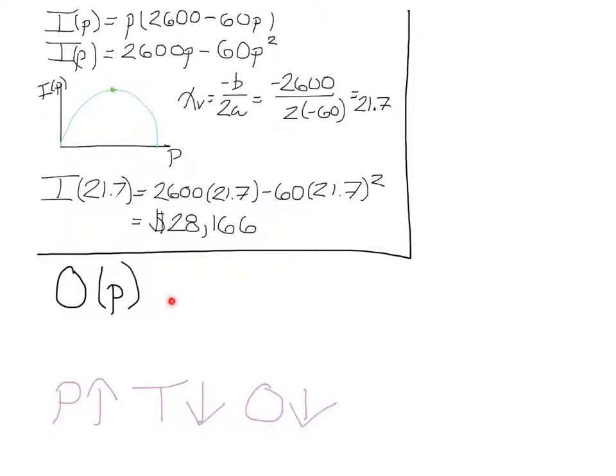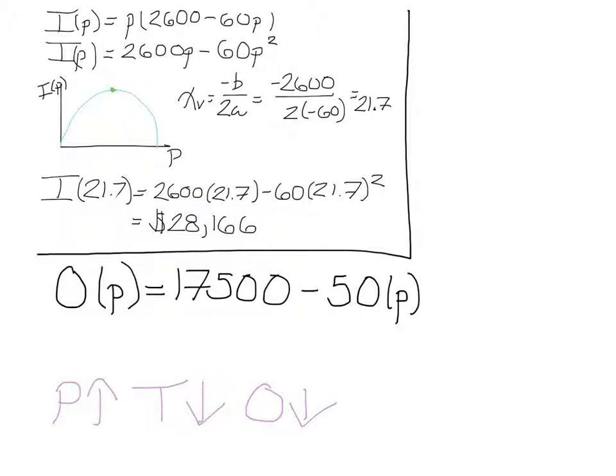So we're going to expect this function O to decrease. Let's think about it as a decreasing linear function. So let's say that the base value of my operating cost is going to be $17,500. But for every dollar that I raise the price of a ticket, I have to pay $50 less in operating cost.